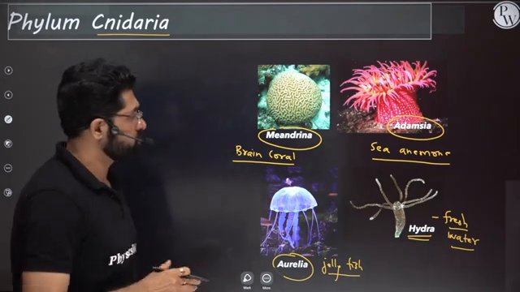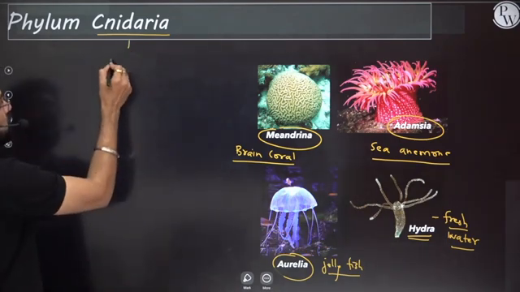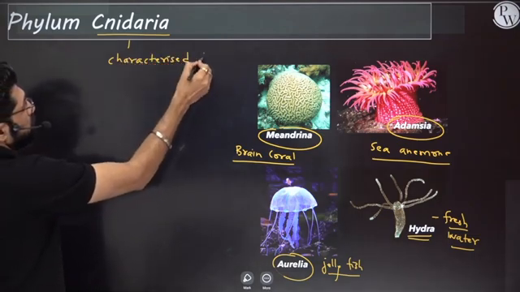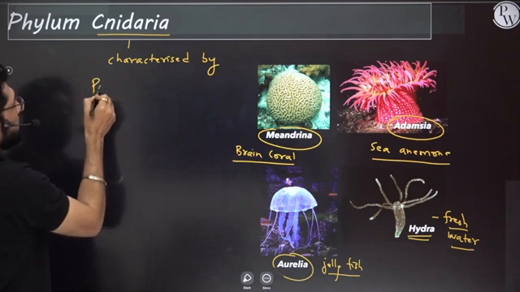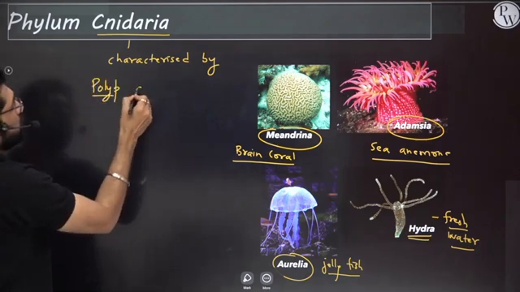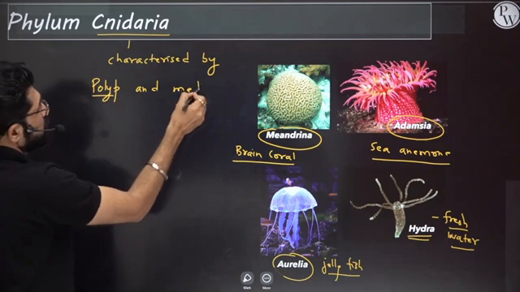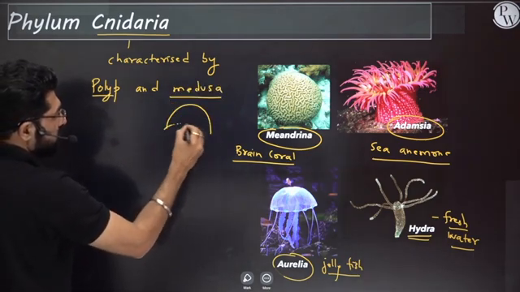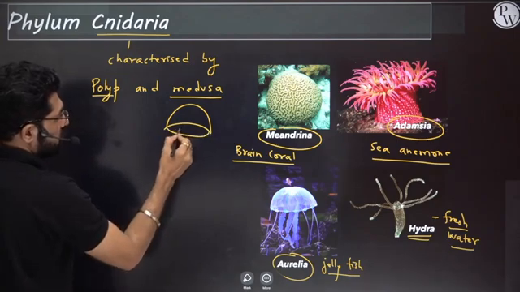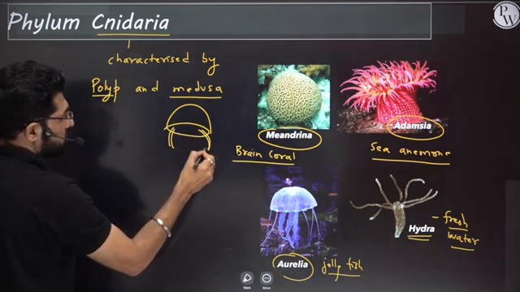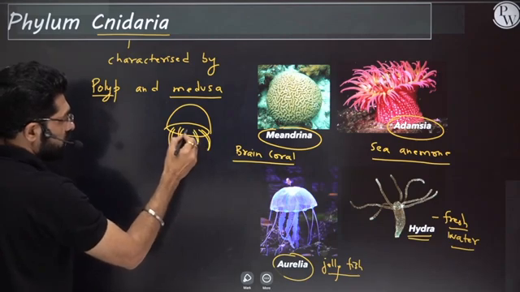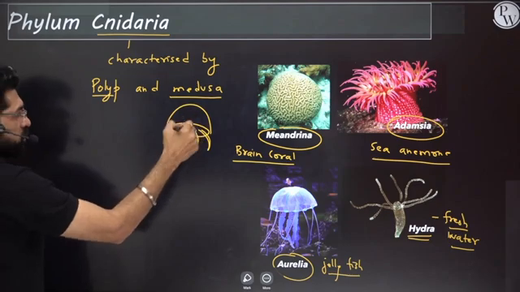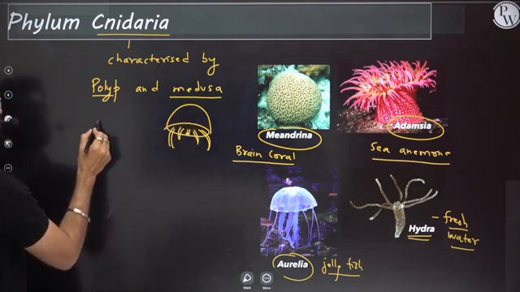Is it okay? So Cnidarians are characterized by two structures, that is polyp and medusa. So what are polyp and medusa? Medusa is a mouth-down, umbrella-like structure you'll see. This is the medusa here of the jellyfish. So medusa is this one. This is mouth down, and polyp, if I talk about, this is the polyp here.